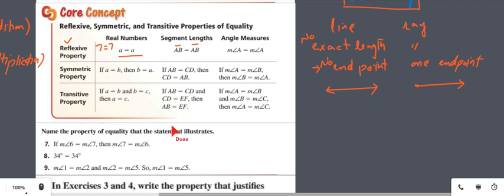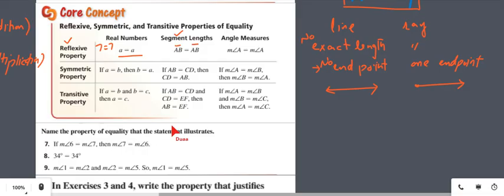Clear? So the reflexive property is missing in line and ray. You have to keep it in your mind that we cannot apply the reflexive property in line and ray. We can apply it only in line segment. Okay, is it clear, beta? Yeah.